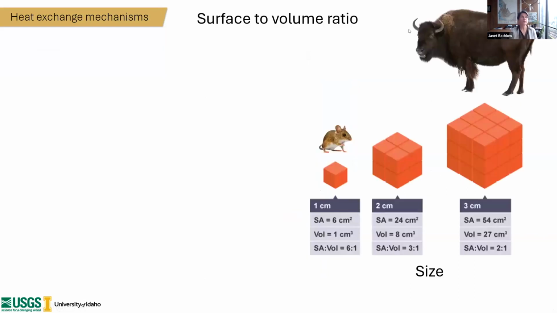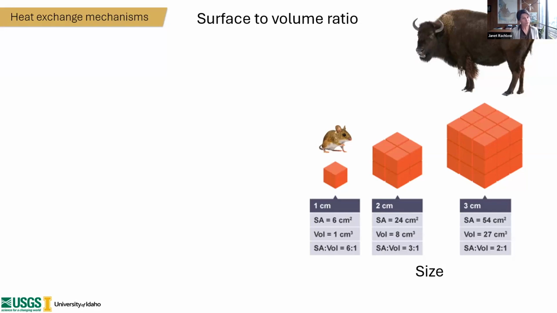So one other principle, going back to basic principles, that affects the way animals exchange heat with the environment is the surface to volume ratio. As animals get larger, they have a relatively smaller surface to their volume. That's critical because animals exchange heat as a function of their surface area, and they have the ability to generate heat as a function of their volume. So small-bodied animals have a larger surface to volume ratio.